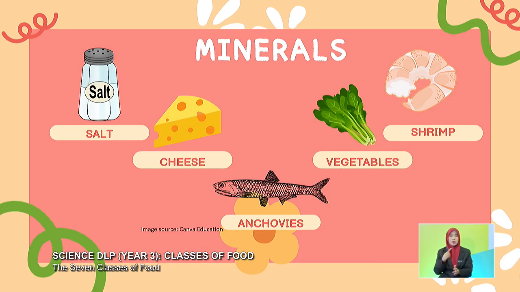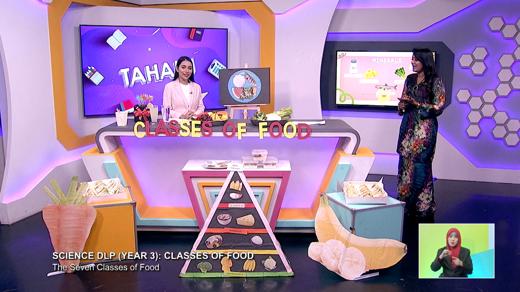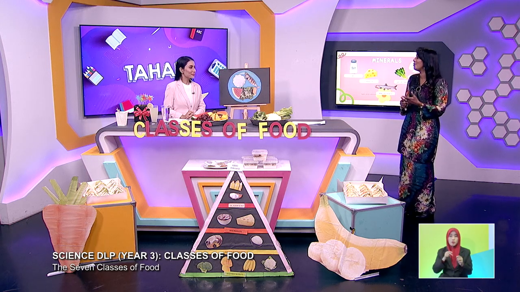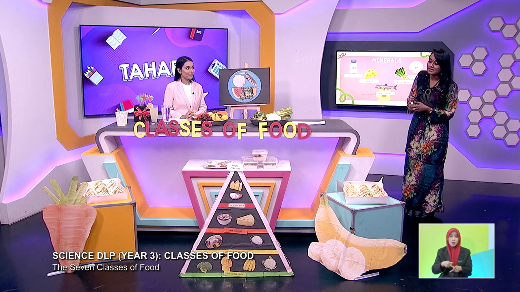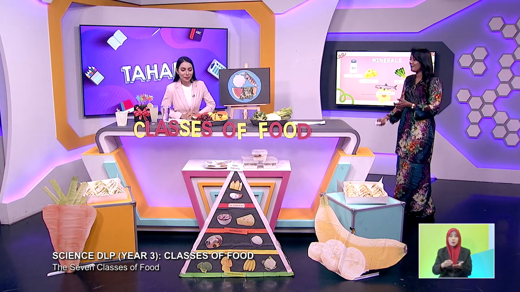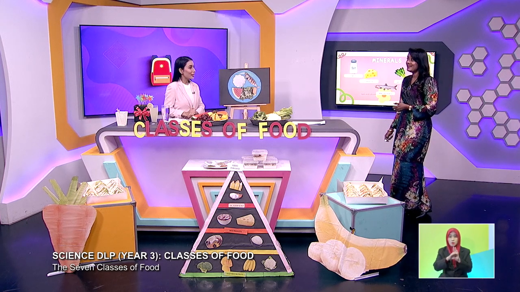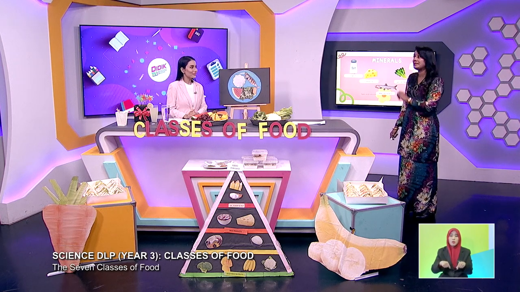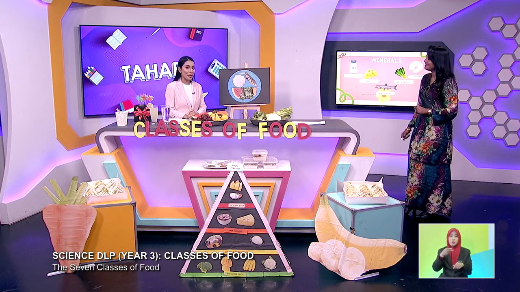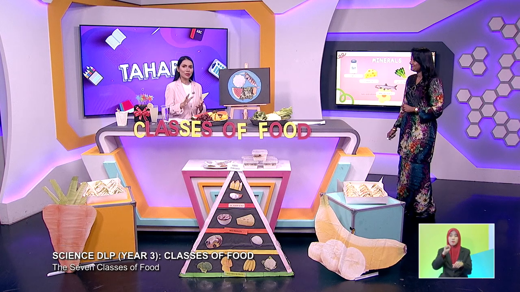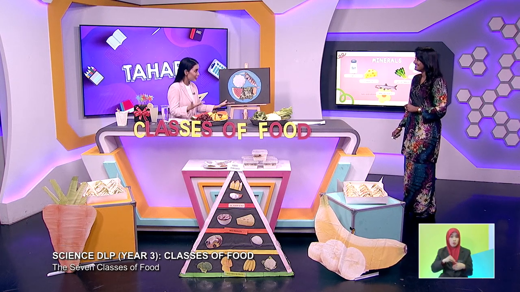Yeah, exactly. Now next we can find minerals. Minerals is one of the classes of food that we can find in salt, cheese, anchovies, vegetables and shrimp. We have anchovies here. Some don't know what anchovies are, so we have an example in front here. Yes, anchovies contain minerals. Wow, and salt as well. Some people say don't take salt too much, but it actually contains minerals.